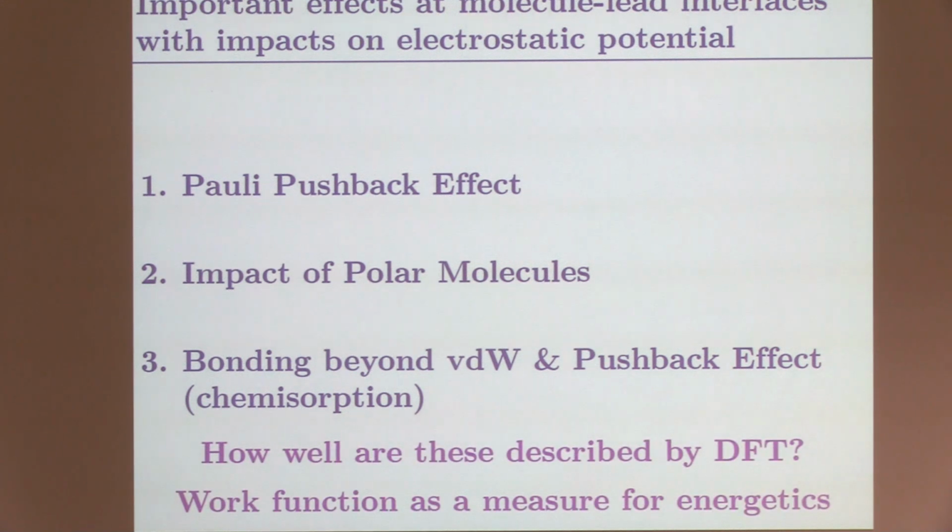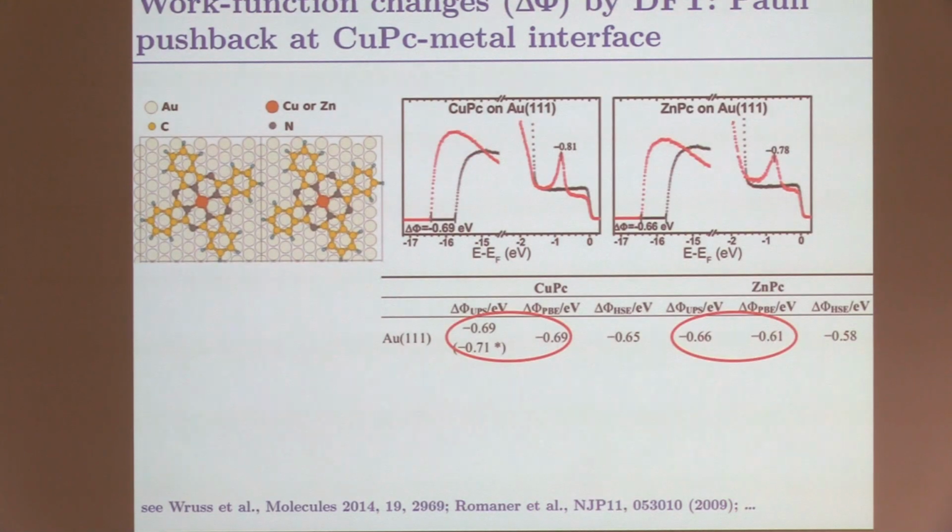The question is, how well are these described when we do density functional theory calculations? And for that, I would like to use the work function as a measure for how well DFT is doing, because the work function quantifies these electrostatic effects I was talking about, because it critically depends on the charge transfer to the molecule. And so we will use experimental data from the work function modification as a measure for how well DFT describes these bonding effects and the resulting electrostatics of the interface.